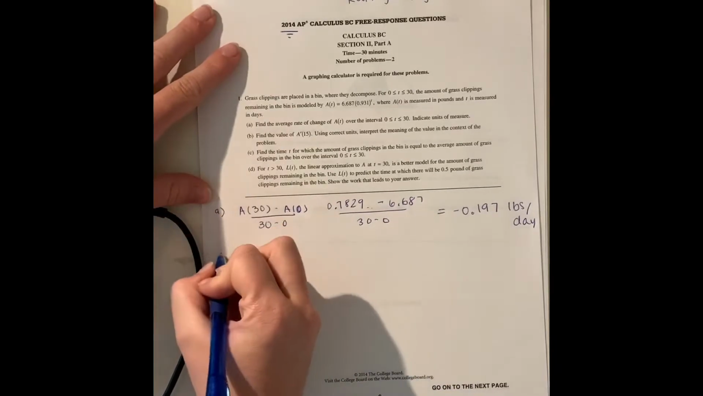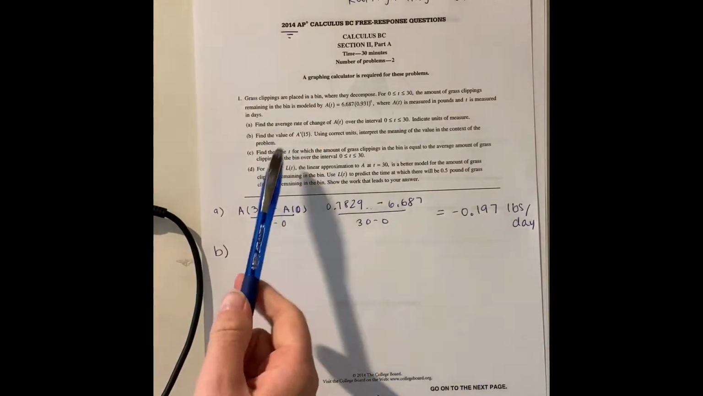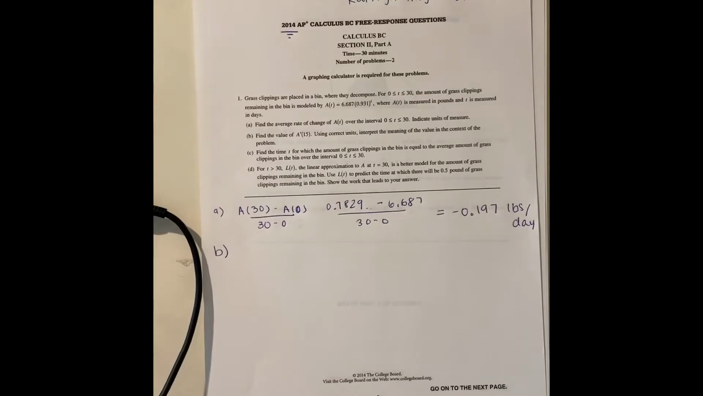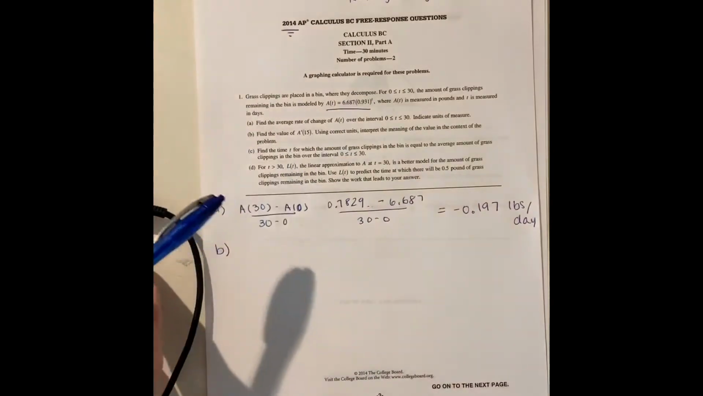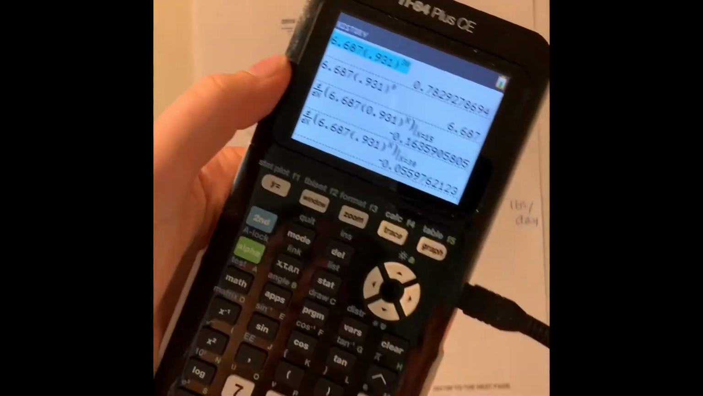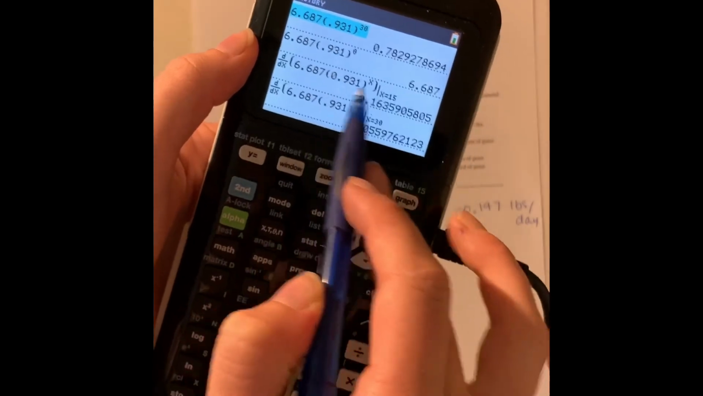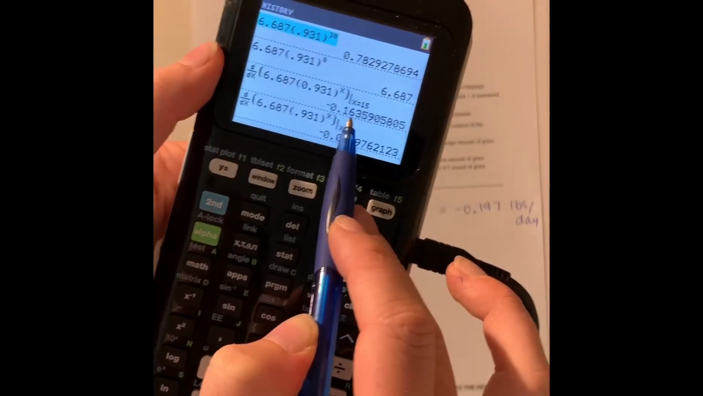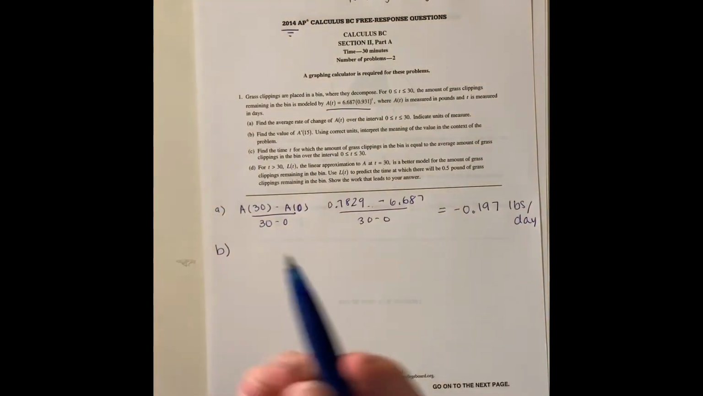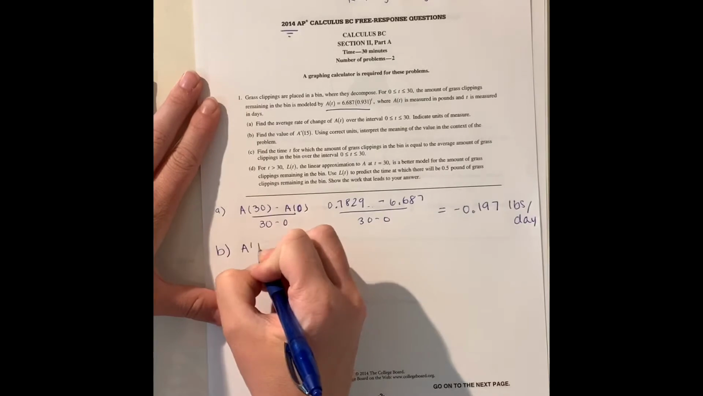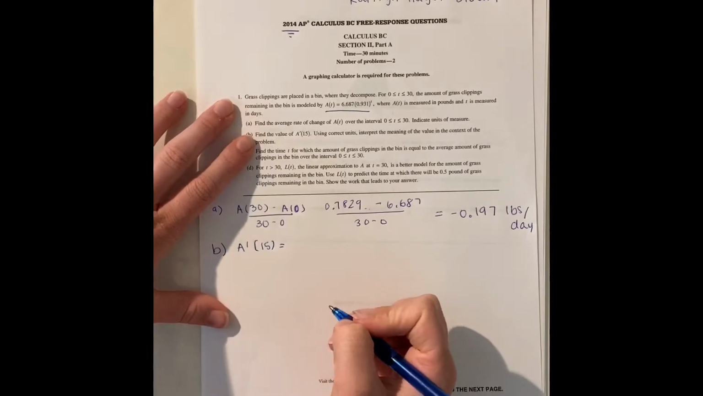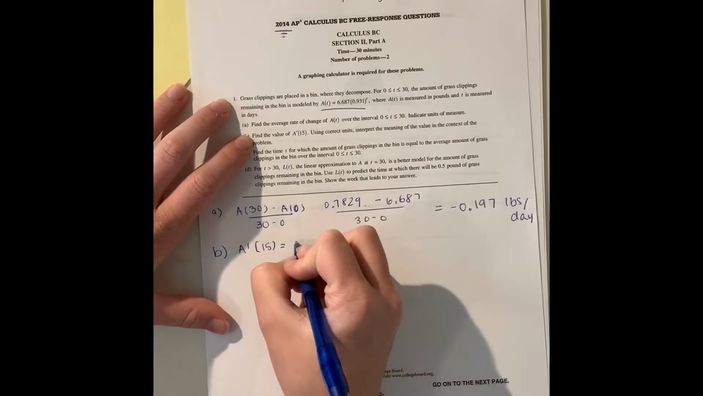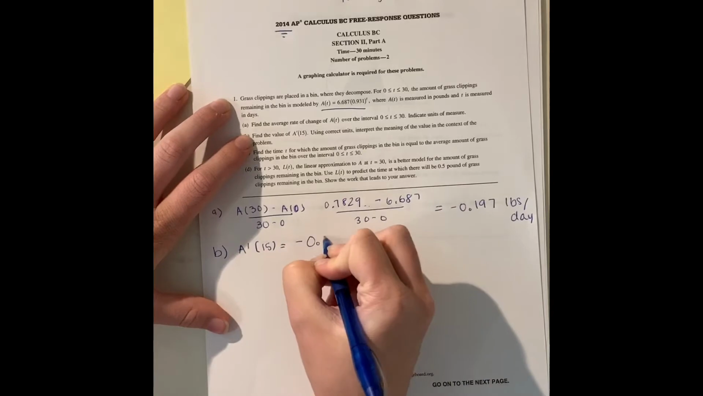And then part B says find the value of A prime of 15. A of t is here, and I just plugged it into my calculator because we have calculator access. So the derivative of A of t at 15 would be negative 0.1635. So A prime of 15 equals negative 0.164.